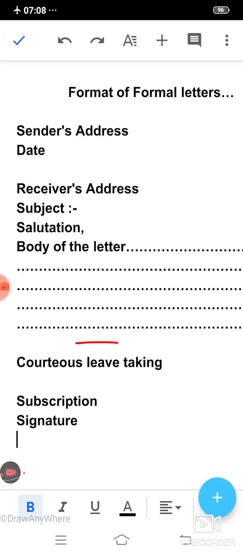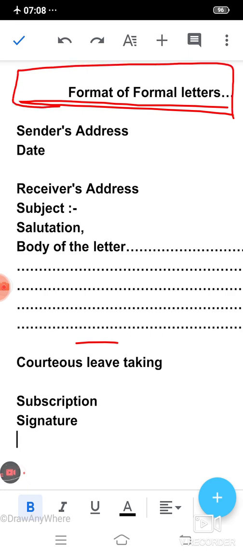Hi everyone. Today in this volume we are going to discuss the format of formal letters. The format of formal letters and applications are almost the same. So there is no difference between formal letters and applications regarding their structure or format.